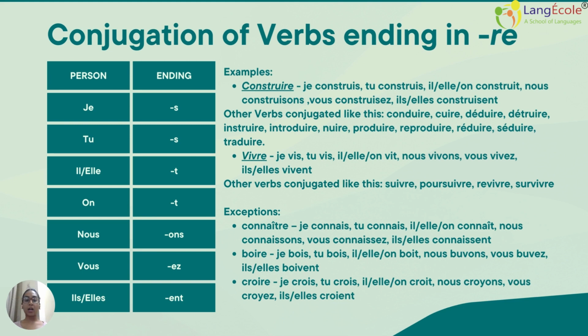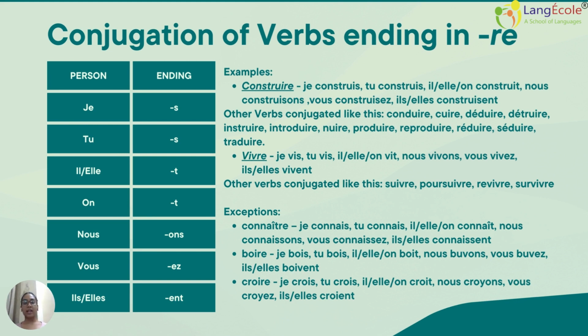Another example for RE ending verb is the vivre verb, which is conjugated like je vis, tu vis, elle vit, nous vivons, vous vivez, and elles vivent. Some exceptions to these conjugations are the verbs that end in aître, such as connaître, paraître, naître, and their variations, which are conjugated in the following way. The connaître verb is conjugated as je connais, tu connais, elle connaît, nous connaissons, vous connaissez, and elles connaissent.